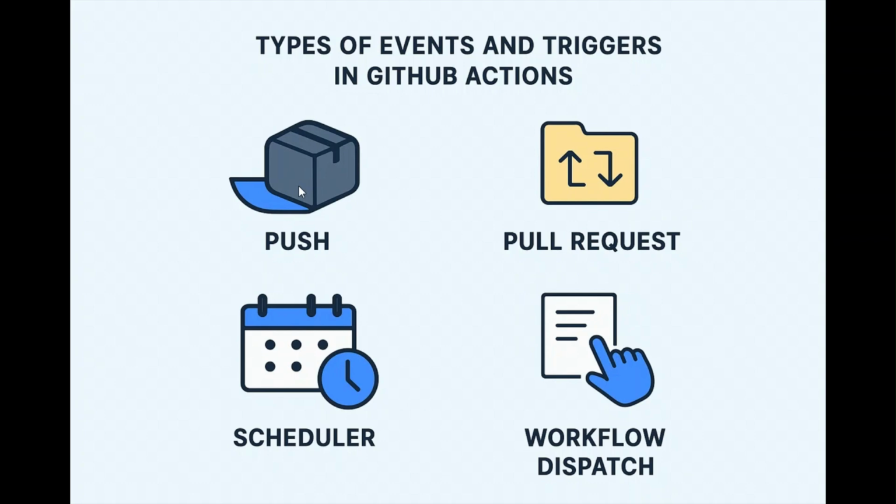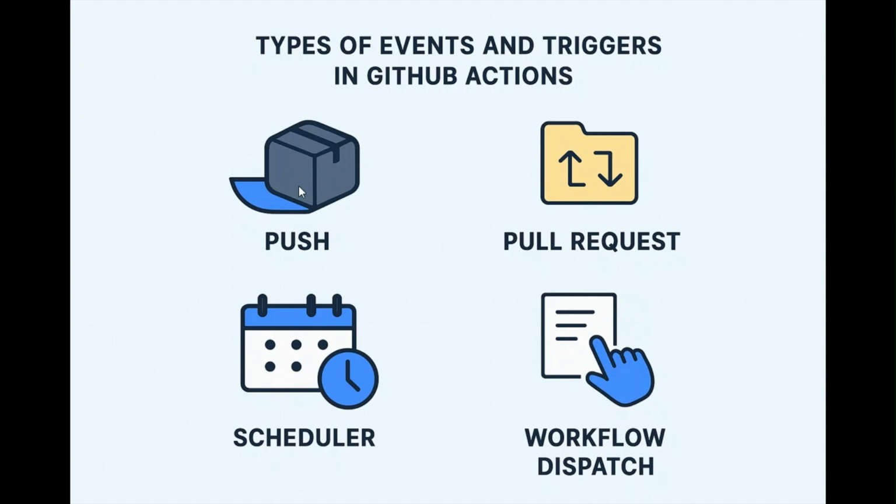The second one is PR checks, to validate code before merging. Before merging code into main, we can automatically run tests and lint checks on every pull request. So this adds a safety net for code quality.